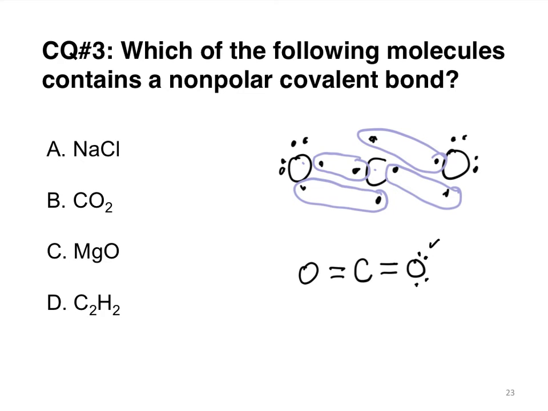This has 8. Check. So over here is 1, 2, 3, 4, 5, 6, 7, 8. This has 8. Check. What about carbon? Does it have 8? I don't see any dots. 2, 4, 6, 8. Carbon is full as well. So everybody in this carbon dioxide molecule has 8 electrons. This is settled. This is sharing.